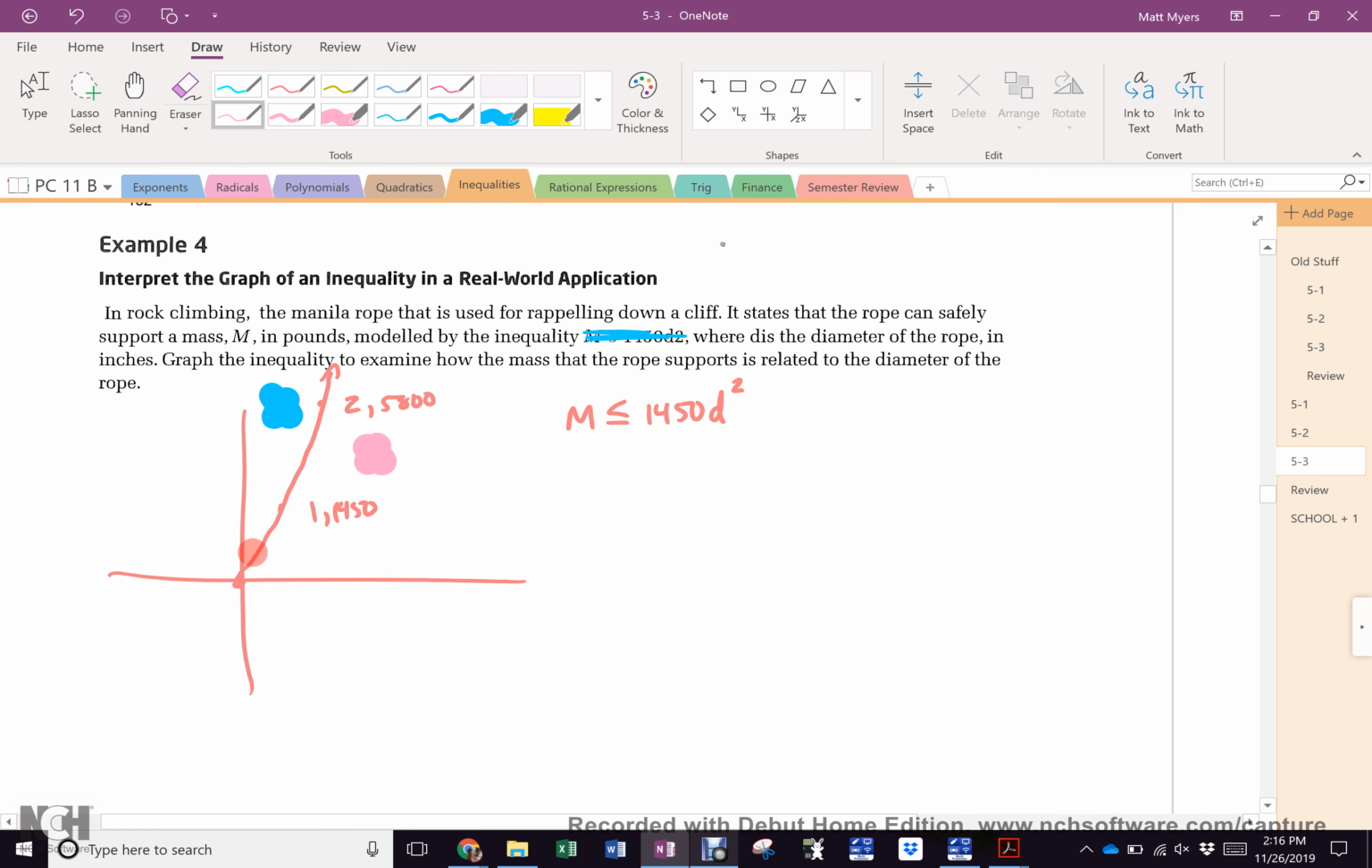Is everybody cool? Okay, now how would we do this algebraically? I'm climbing a mountain. I weigh 207 pounds. How do I find out what size rope I need?